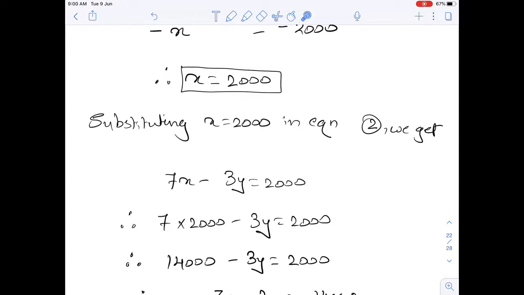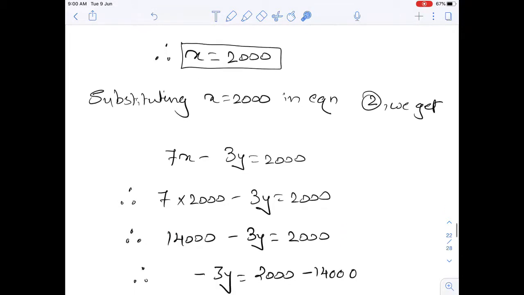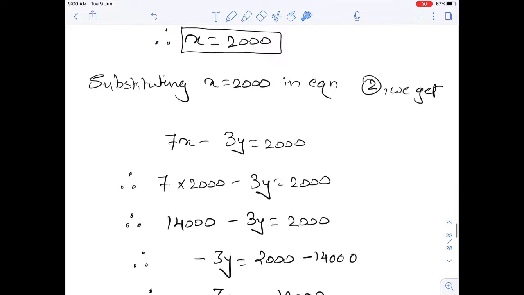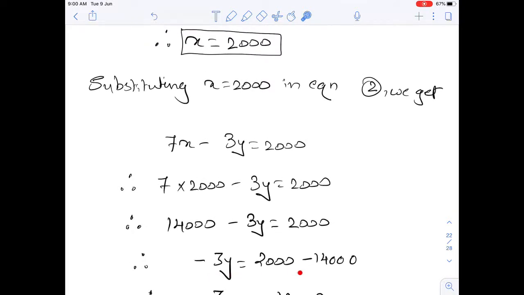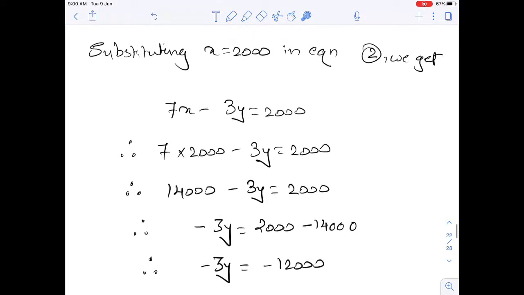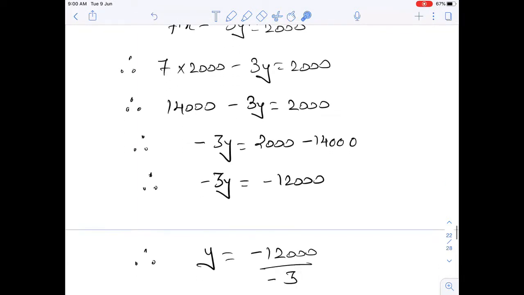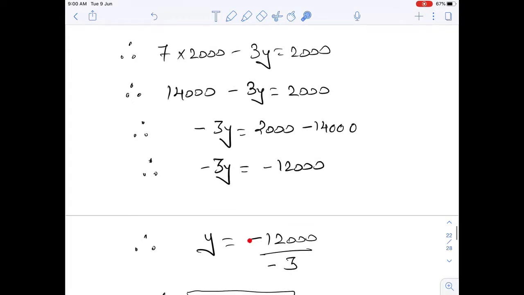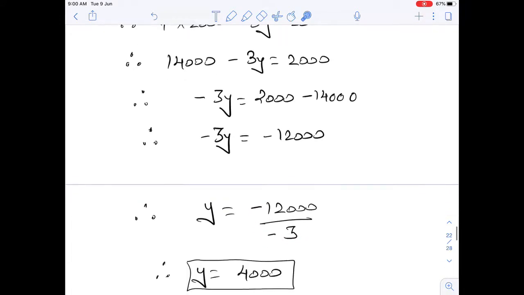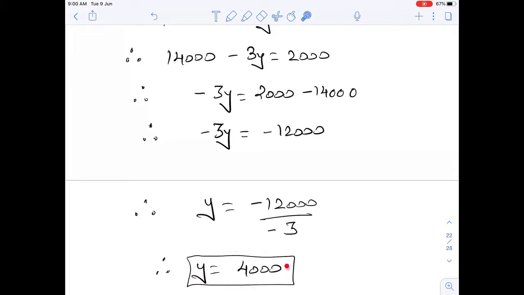On the next step, we will change the side of this 14,000. Here it is plus 14,000. If it comes to this side, it will become minus 14,000. So you will get minus 3y equals 2000 minus 14,000, which gives minus 3y equals minus 12,000. Now we don't want this minus 3 here, we want only y, so we will change the side of this minus 3. Therefore y equals minus 12,000 upon minus 3, therefore y equals 4,000.